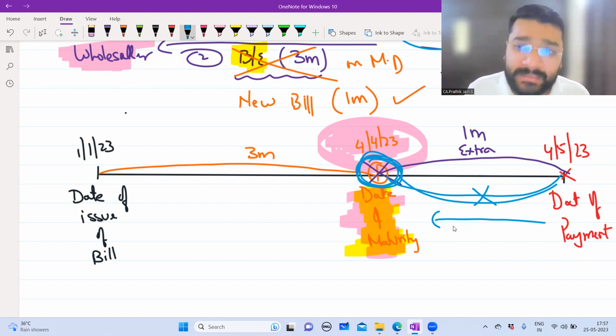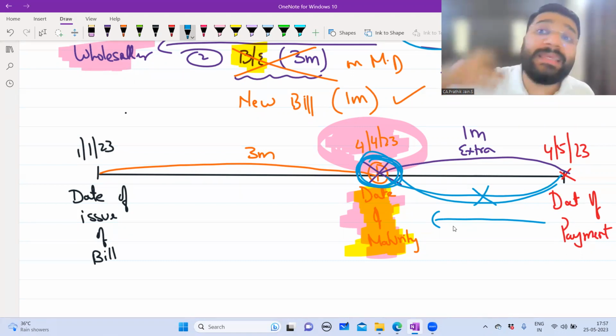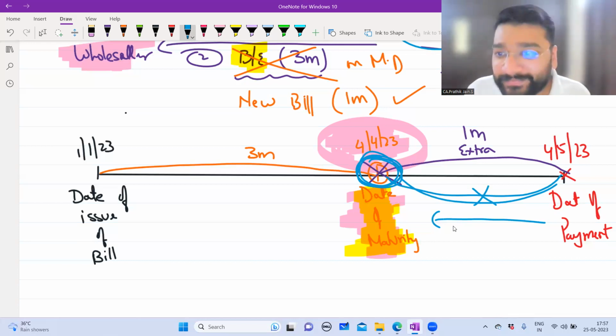Another reason why the interest is charged is because this is a kind of a penalty that we are imposing on the opposite party, so that he will make the payment at the earliest. He will not come with further delay. So that is one reason why interest has been levied.